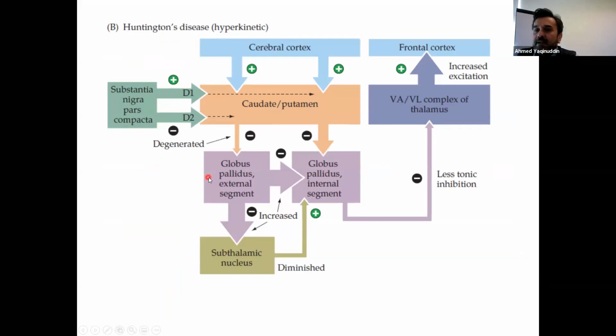What you are seeing here is that the major problem is degeneration of the striatum, so the inhibition of the striatum to the globus pallidus externa is going to decrease. As a result, there would be more inhibition of the globus pallidus externa to the subthalamus and to the globus pallidus interna. As a result, the inhibitory discharge from the globus pallidus interna to the thalamus will decrease, and at rest you are unable to inhibit the thalamus and the cortex. You start to have involuntary movements.